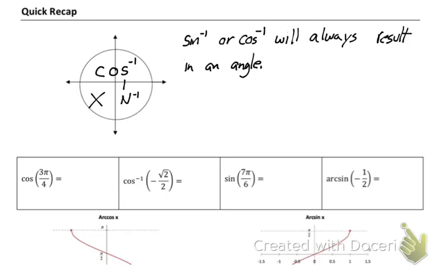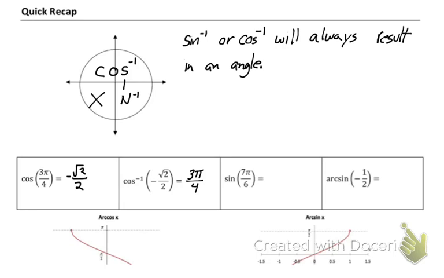Someone in Kate's group, anyone in the pod, give me what cosine of 3 pi over 4 is. Negative radical 2 over 2. Thank you. Someone in Juan's group, tell me what is the cosine inverse of negative square root of 2 over 2? 3 pi over 4. Yeah, it just goes one way and then comes right back.